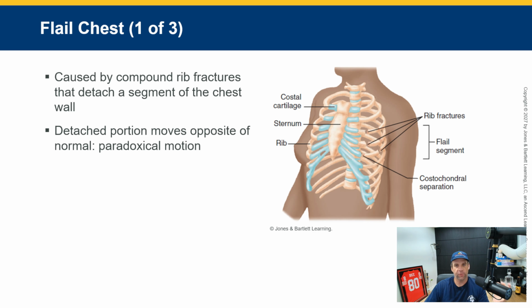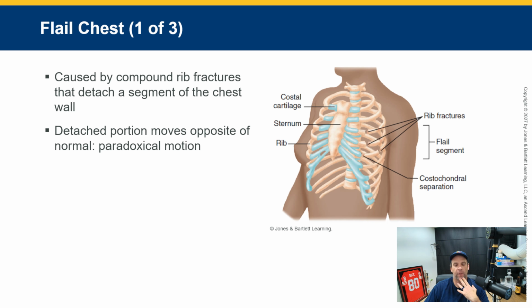Abnormal movement here reduces the mechanical efficiency of breathing, particularly when that segment is fairly large. Pain from the fracture is also going to affect the patient's tidal volume. So again, ventilations are going to become increasingly inadequate. That paradoxical motion can be subtle and may not be visible right when you arrive on scene, but it could develop as your assessment goes on.